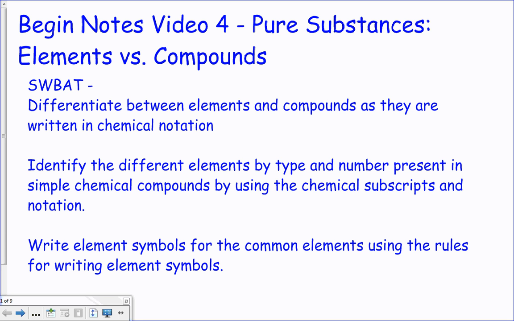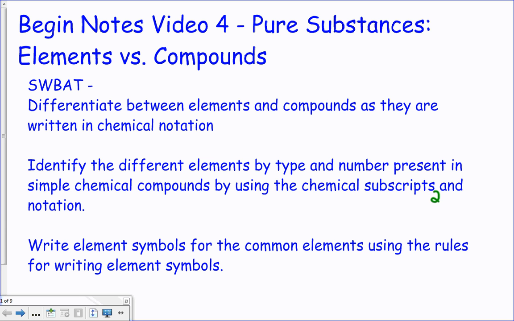When we are done, you will be able to differentiate between elements and compounds as we write them in our chemical notation. How do we get our information across? Notation. Identify the different elements by type and number present using those subscripts. We've used those in the POGIL. Remember those little tiny 2s or 3s? Sub means below, so subscript is below, not up top with the squared.